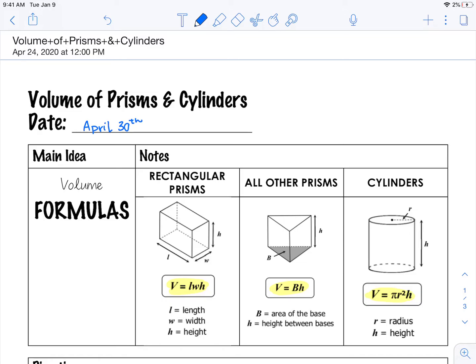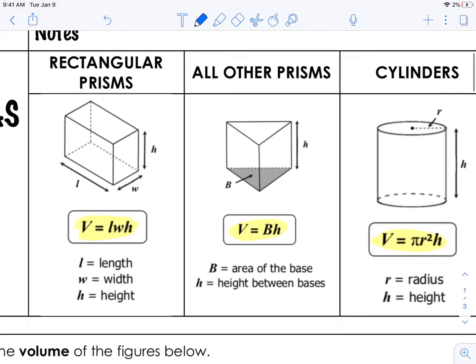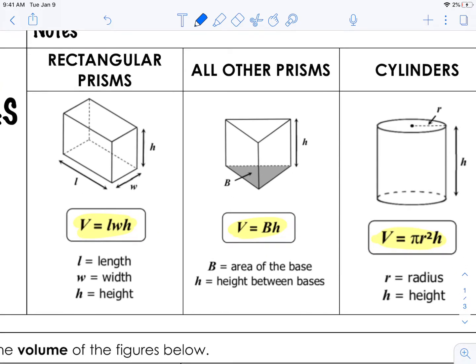All right, today is April 30th, and now we are moving on to volume. So we're starting with our prisms and our cylinders. For rectangular prisms, you just do length times width times height. For any other type of prism, you do the area of the base times the height. And for cylinders, you do pi r squared times the height.